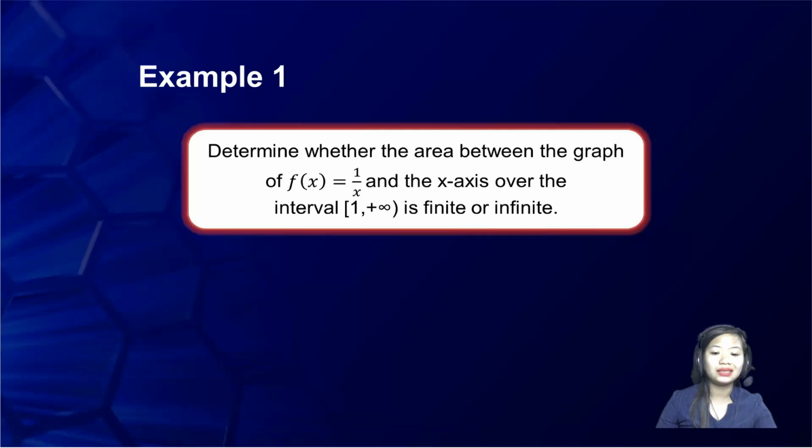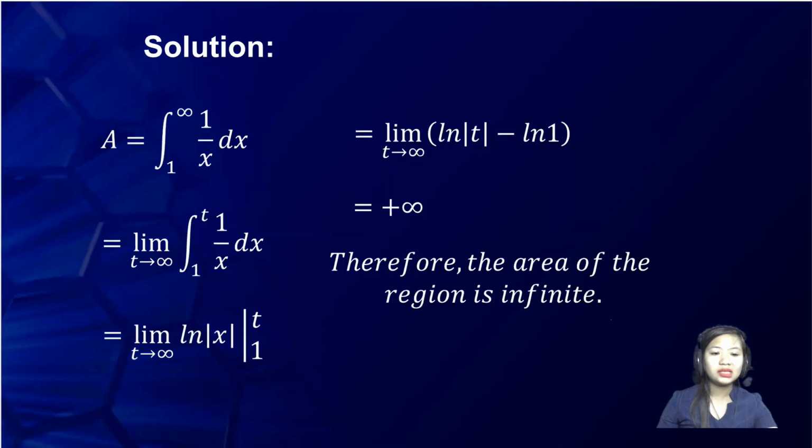So for us to understand that more, let's proceed to example number 1. Determine whether the area between the graph of f of x equals 1 over x and the x-axis over the interval 1 to positive infinity is finite or infinite. As a solution, putting that problem into a mathematical equation, we have A equal to the integral of 1 over x dx from 1 to positive infinity.